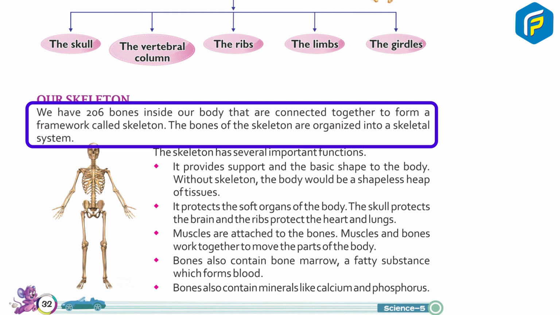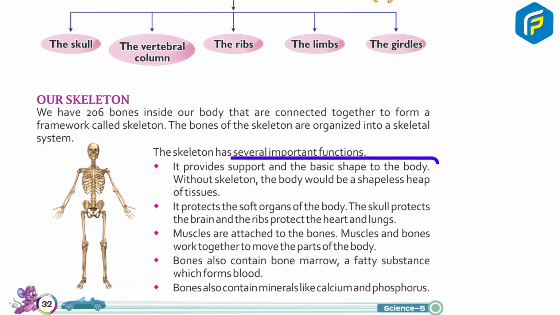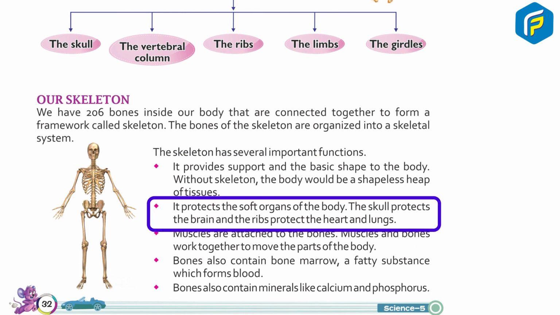The bones of the skeleton are organized into a skeletal system. The skeleton has several important functions. It provides support and the basic shape of the body. Without the skeleton, the body would be a shapeless heap of tissues. It protects the soft organs of the body. The skull protects the brain and the ribs protect the heart and lungs.